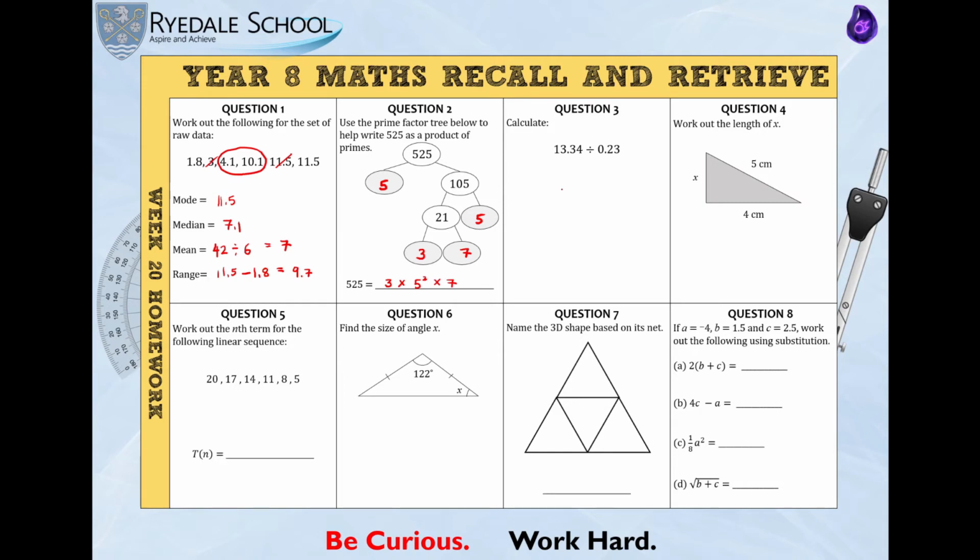Question number 3 is a division with decimals. Of course, we know to do a division with decimals, we look for an equivalent calculation that will have the same answer. I want to divide by 23 because it's a little bit easier. So I am multiplying this number by 100, and this number by 100, which is 1,334. So the answer to this question with decimals is equivalent to 1,334 divided by 23.